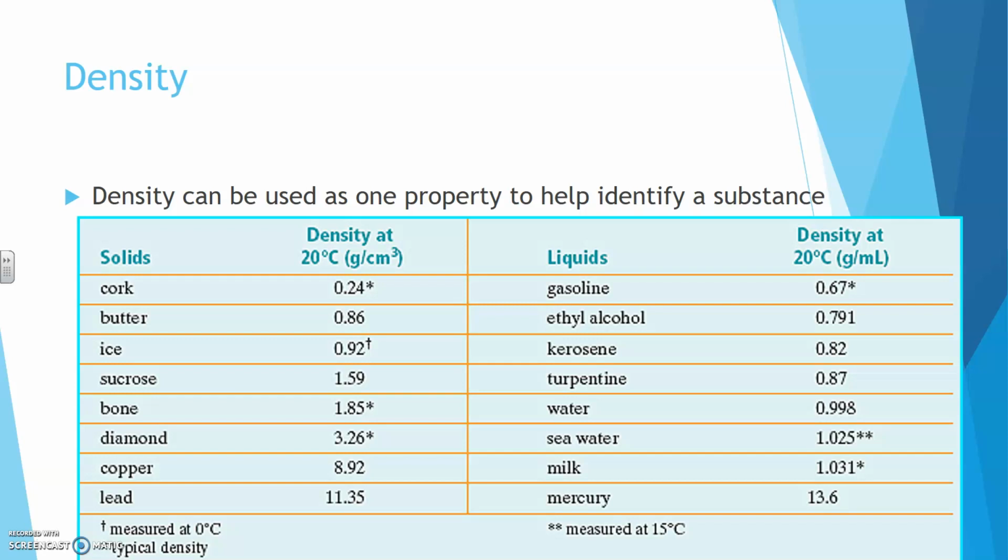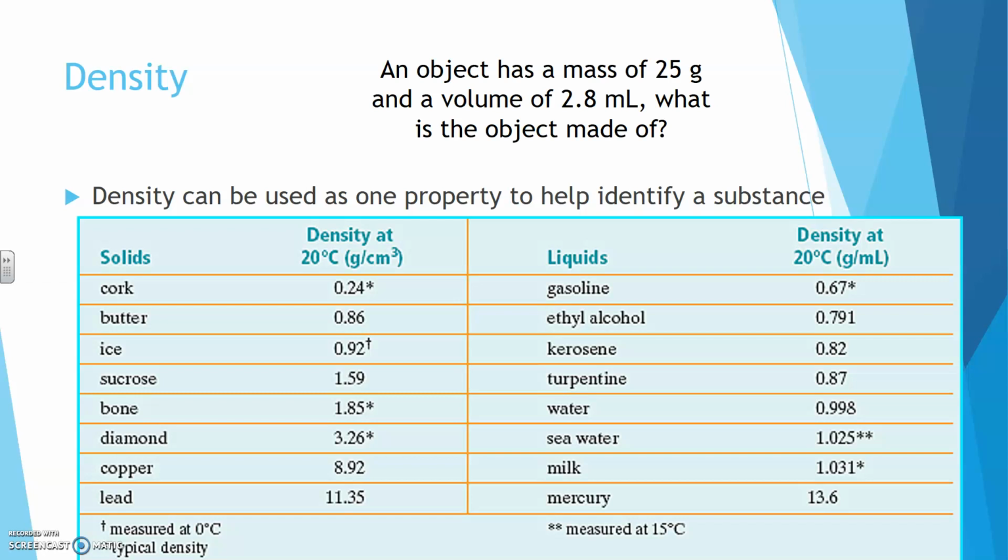So for an example here, we have an object that has a mass of 25 grams and a volume of 2.8 milliliters. So what is the object made out of? Now, if you're trying to identify a substance, you generally don't want to base all of that on a single property.